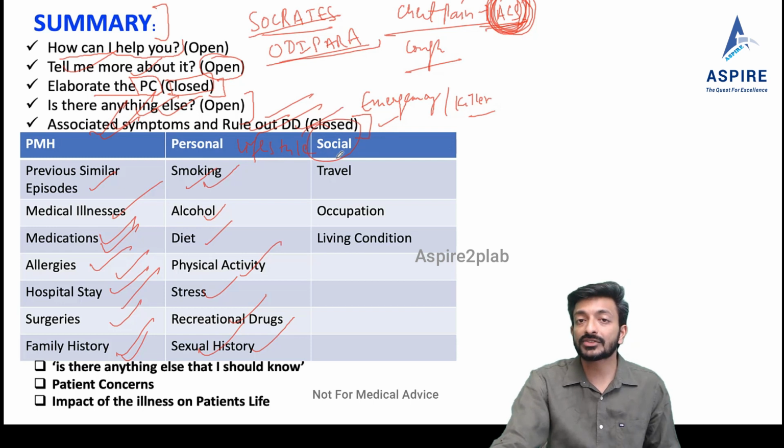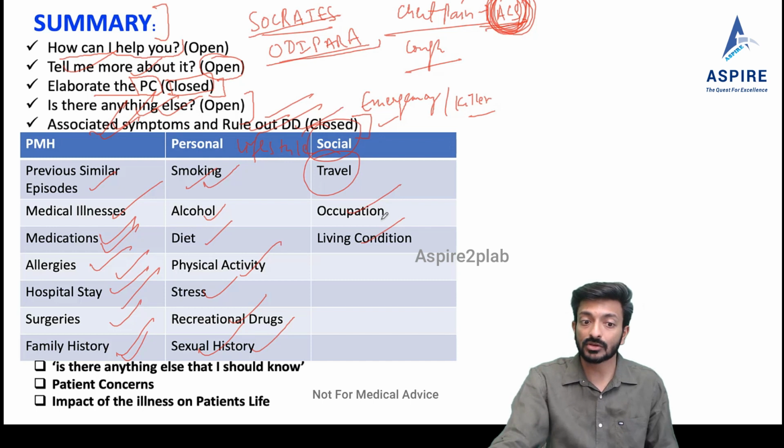We have got social history. It has got its own relevance. Travel. Have you traveled recently? Maybe the patient has traveled to some endemic areas, and that's the reason the patient has got this infection maybe. Occupation. For example, the patient is working in an aniline dye factory, so they are more prone to have bladder cancer, right?